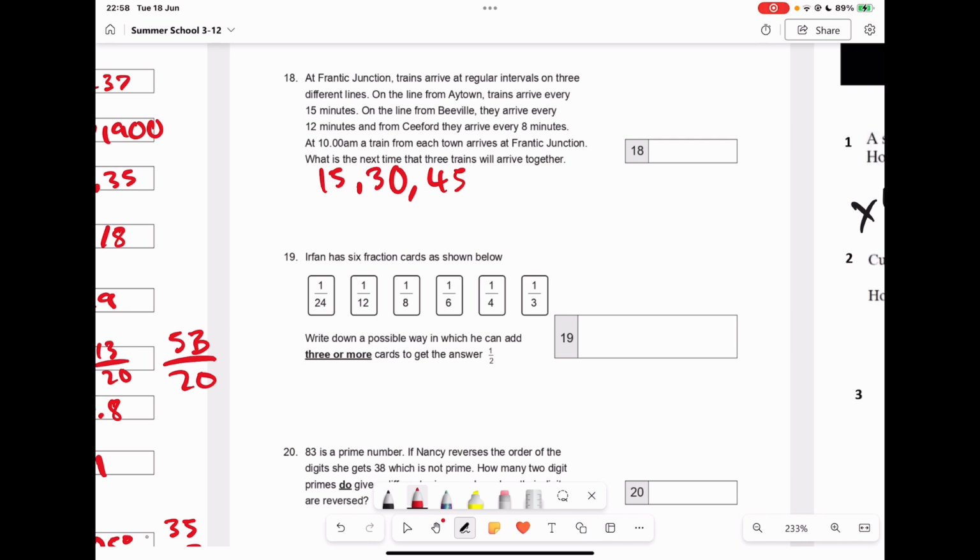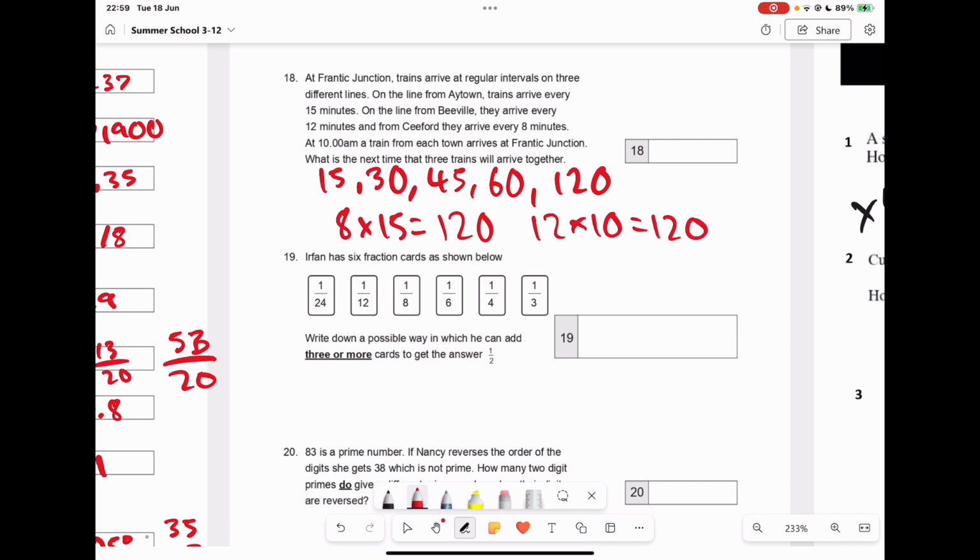Okay, 45 minutes. Okay, I'm thinking, 60. That does not fall into 8. 120 would though. Does 120 fall into 8? Yes, it does. 8 times 15 is 120. So that will be the next time, after 120 minutes, which is 2 hours. So 12 p.m.